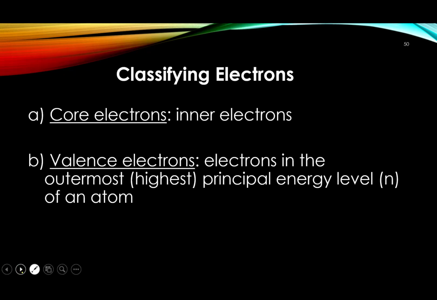Now let's talk about classifying electrons. I've talked about this in the past, but let's talk about it in more detail. Then we have core electrons and we have valence electrons. Core electrons are the inner electrons, whereas valence electrons, by definition, are those electrons at the highest principal energy level. They are at the outermost or highest principal energy level, okay?